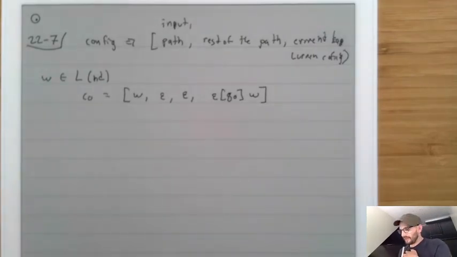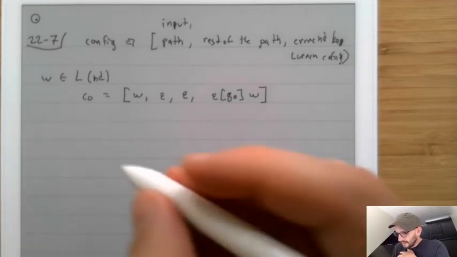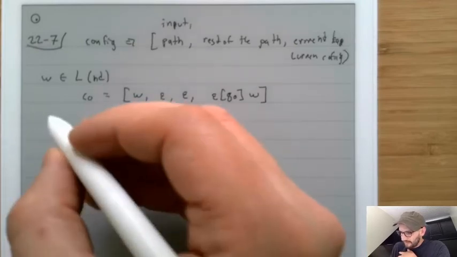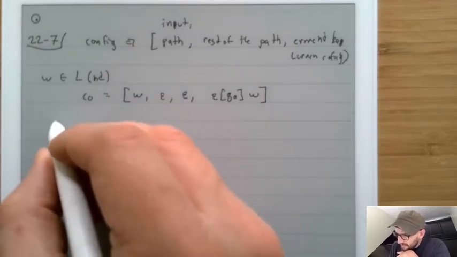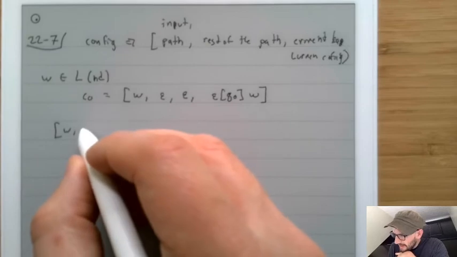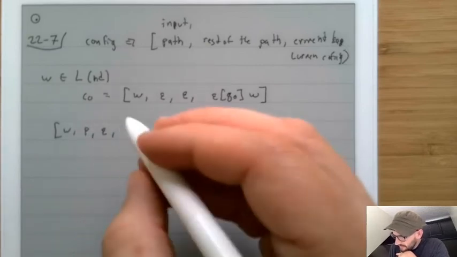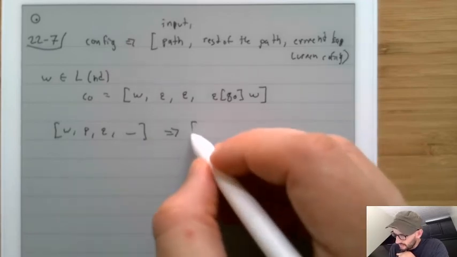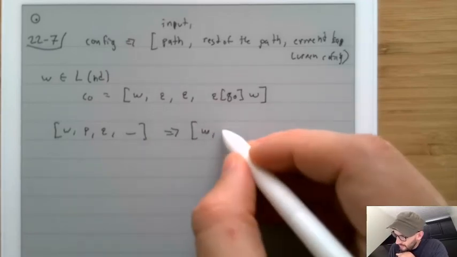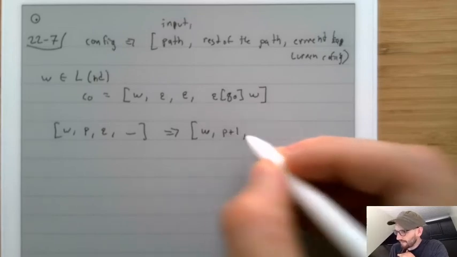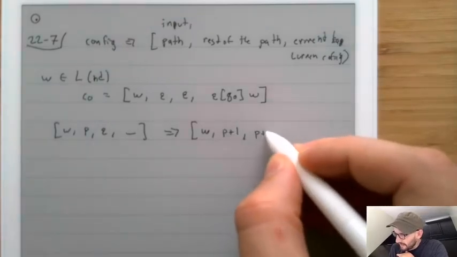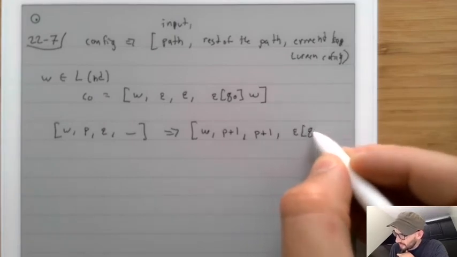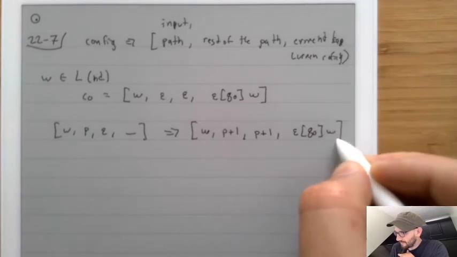Then there's a rule that says whenever the rest of the path is epsilon, add 1 to the path. So we'll say something like W, path P, epsilon, and the configuration doesn't matter what it is. It's going to transition to the input W, the path is now P plus 1, and P plus 1 is the rest of the path, and then the configuration starts off as epsilon Q0 W.